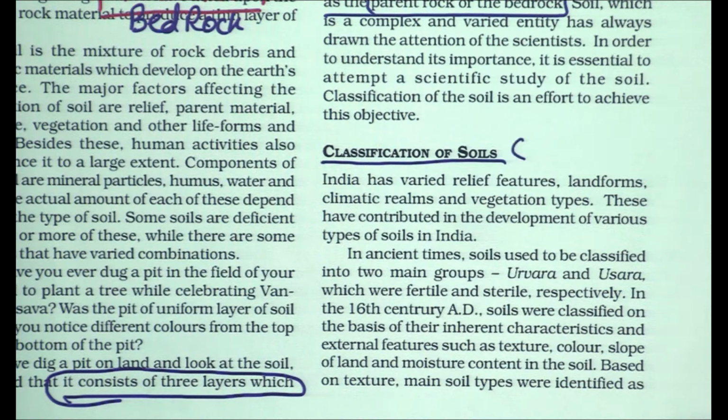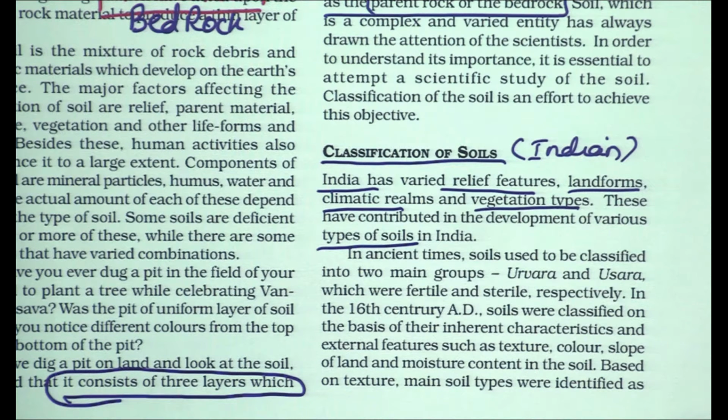Classification of soil, we are talking about Indian soil. So, India has varied relief features, landform, climatic realm and vegetation type. We learned vegetation also in the last video, which results into the development of various types of soil. Because if the factors that determine development of soil are these and we are varied with our relief and our structure, so automatically we will have different types of soil.